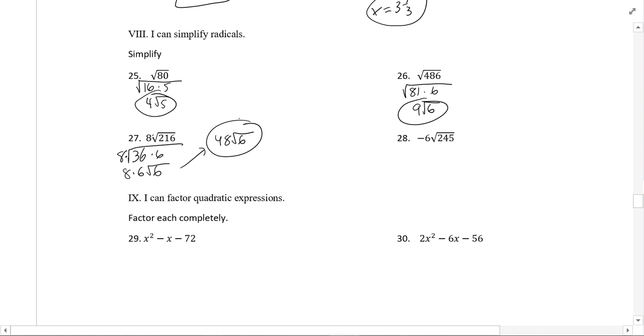All right, I want you to try number 28. Again, try to see if you can find the biggest perfect square factor of 245, and then simplify.